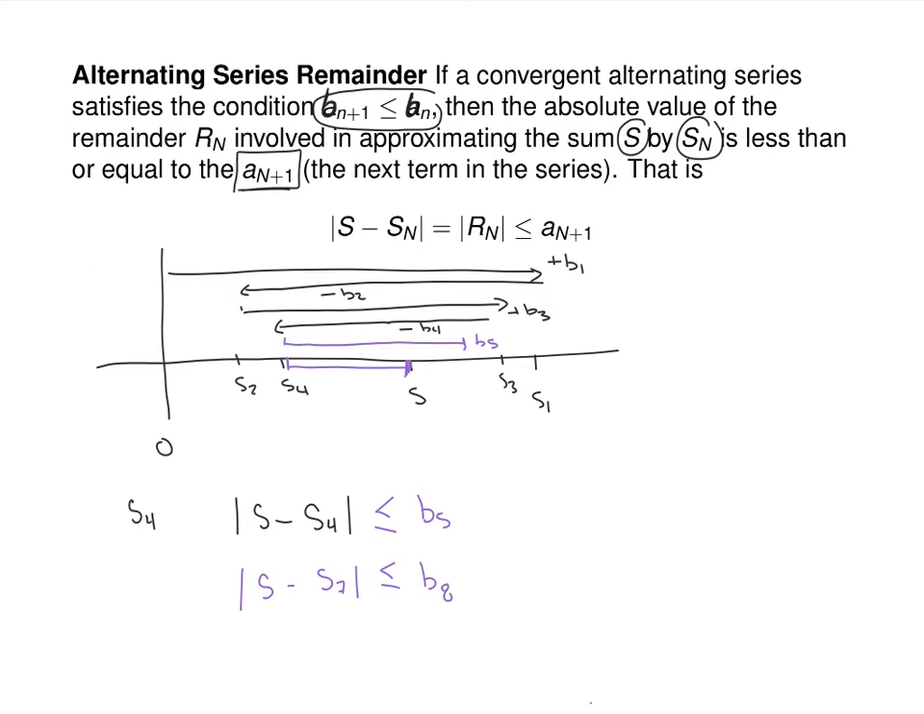So in general, the distance between S and S sub n is less than or equal to S sub n plus 1 minus S sub n, and that's equal to Bn plus 1. So what that's saying is that the distance between here and here is less than or equal to the 5th partial sum, in this particular example, minus the 4th partial sum.